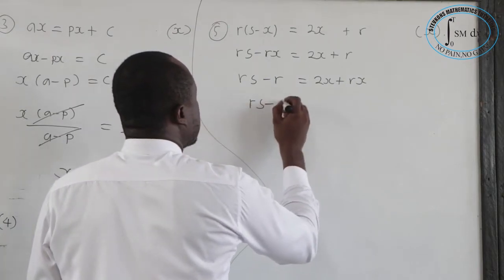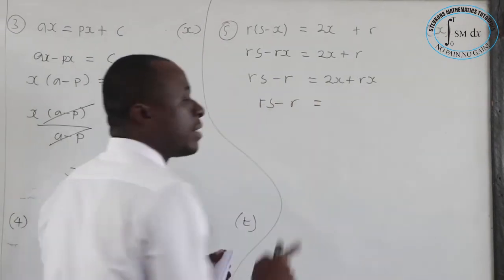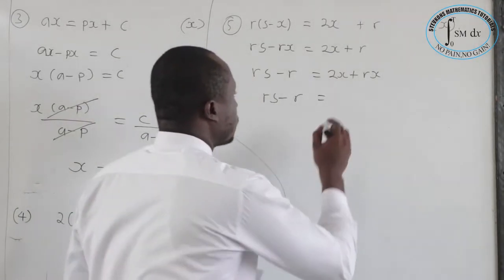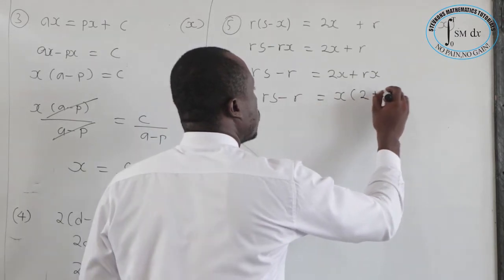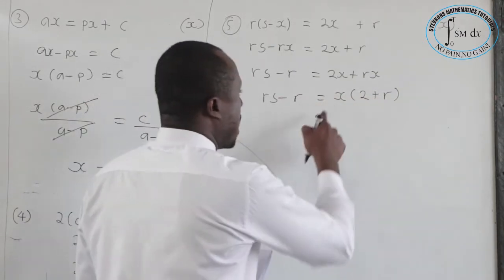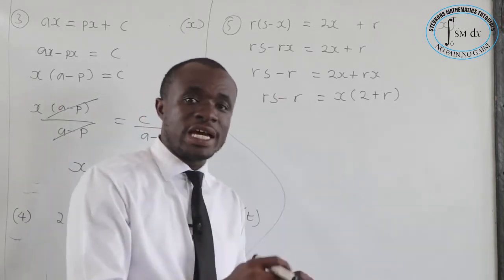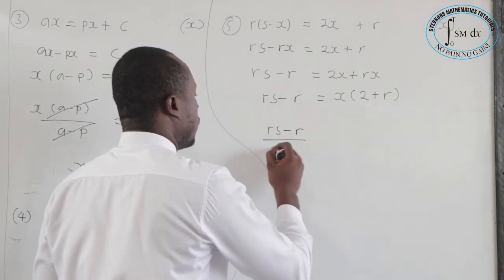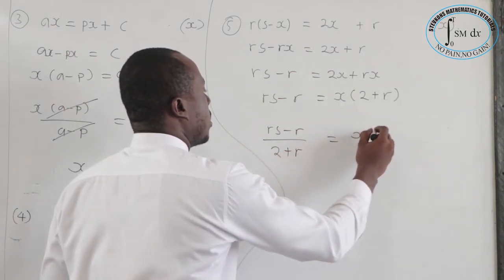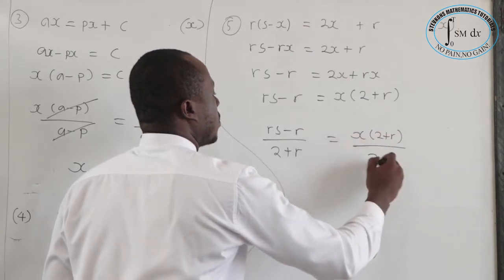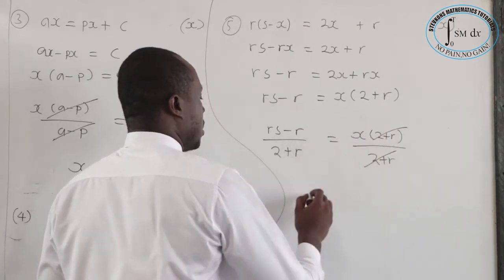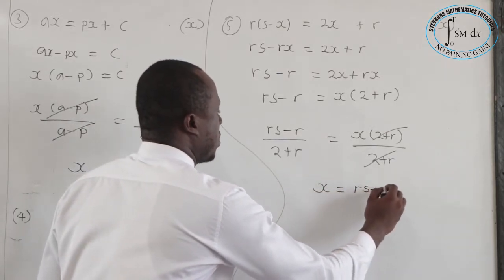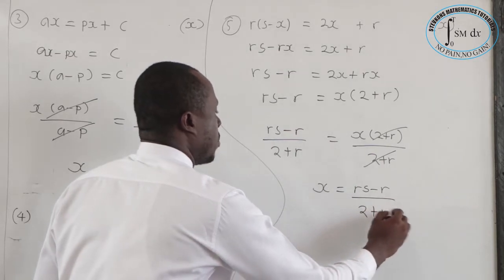Now here you have rs minus r. Now 2x plus rx. We want to make x the subject. So what do you do? You factorize x out. So when you factorize x out, we have 2 plus r. Now I want to make x the subject. What do you do? Divide both sides by what is multiplying the x. So you have rs minus r all over 2 plus r, equal to x times 2 plus r all over 2 plus r. Now this is cancelling out that. So we have our x to be equal to rs minus r all over 2 plus r.